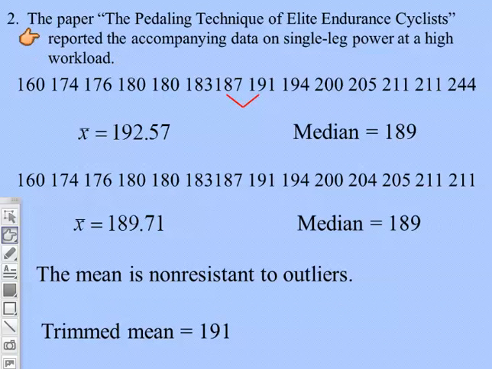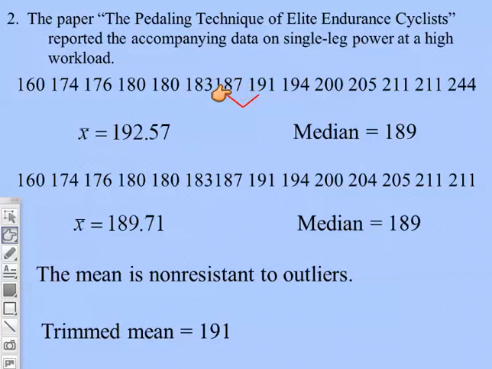Here's another one. The pedaling technique of elite endurance cyclists reported the accompanying data for a single leg power at a high workload. Gee, I have no idea what this information is, but it's the pedaling technique of elite endurance cyclists. So they're looking at some numbers here: 160s, 180s, 190s, 200s, 244. Looks like they've ranked them in order here. The median number fits between 187 and 191 because there's an even number of items here.